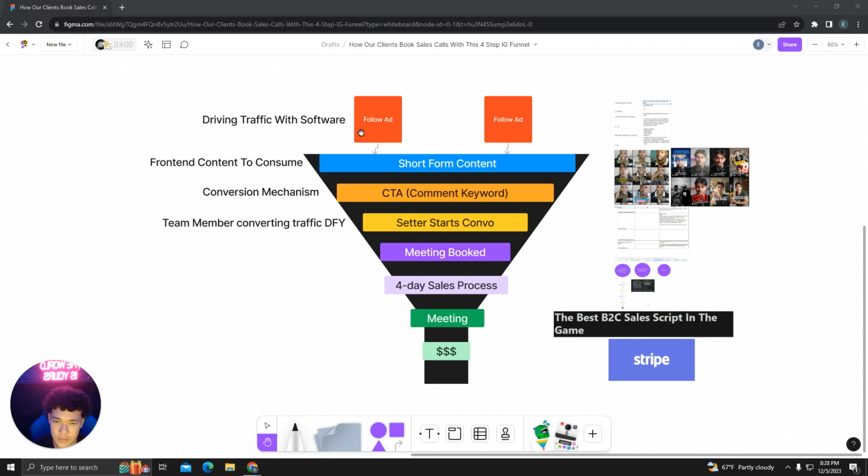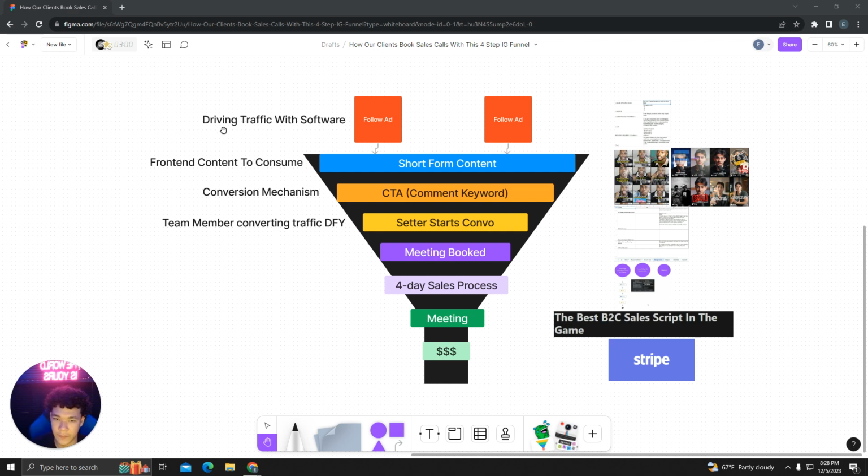So in terms of driving traffic, which is step number one, generating attention, like I always say, right? We use follow ads, and the main reason that we use follow ads is really, especially at the beginning, just to build social proof, right? And just kind of get people to stay tuned and stay hip with our client and the type of value that they're putting out, right?